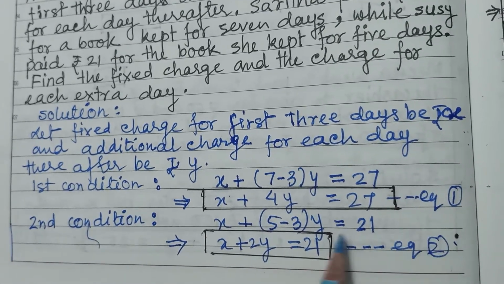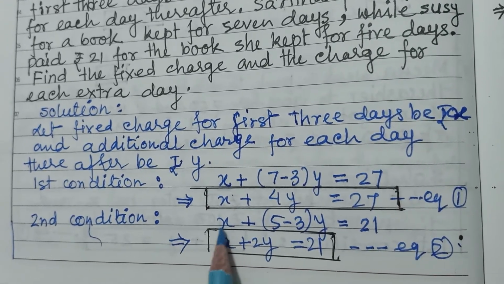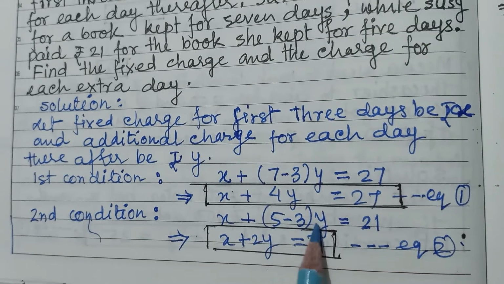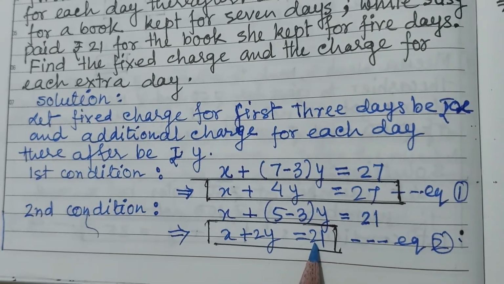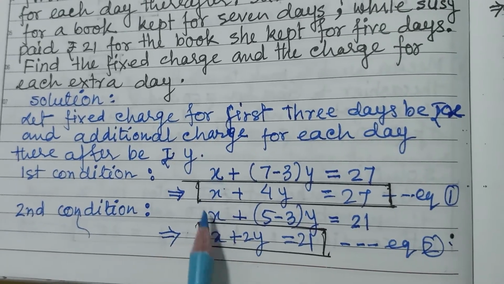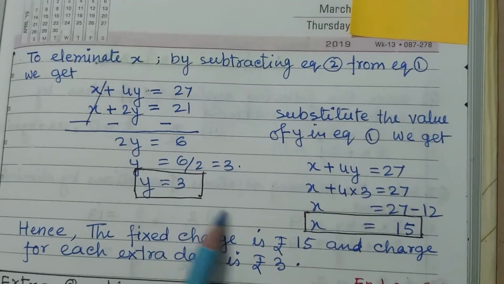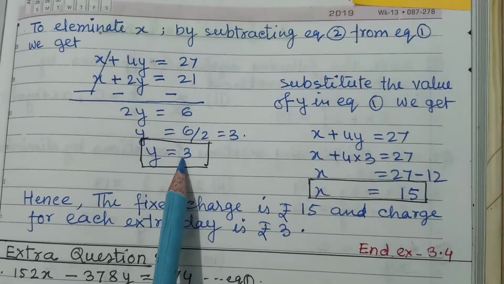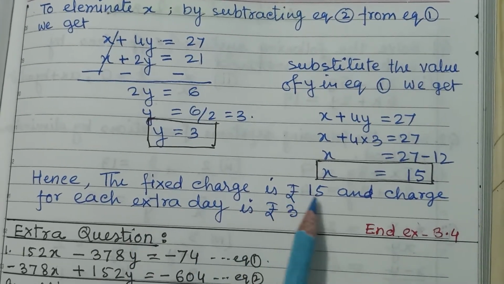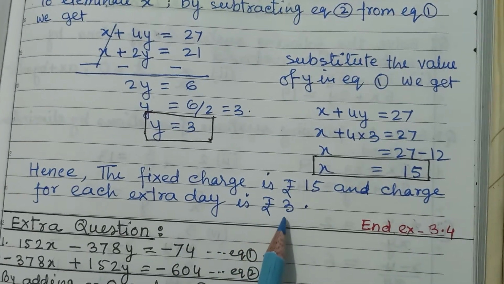Next, Susie paid 21 rupees and kept the book for 5 days. So the first 3 days is the fixed charge. Now the remaining days is 5 minus 3, 2 days, so 2y. So x plus 2y is equal to 21. It is the second equation. We have got 2 equations. Now by the elimination method we can eliminate x first, y is equal to 3, and then substituting the value of y, we will get x is equal to 15. That means the fixed charge is rupees 15 and the charge for each extra day is rupees 3.